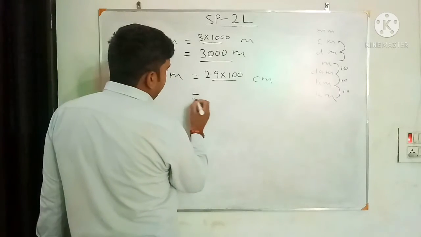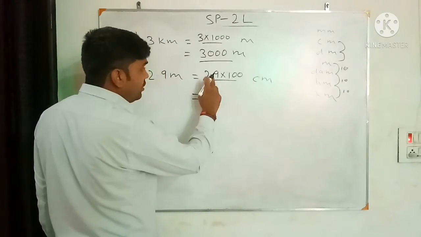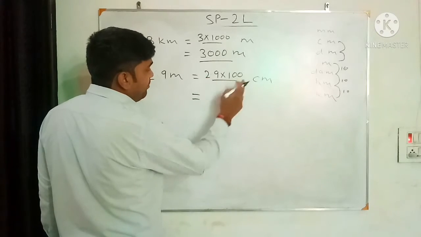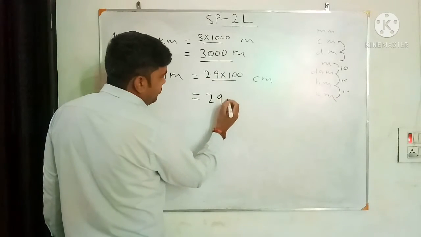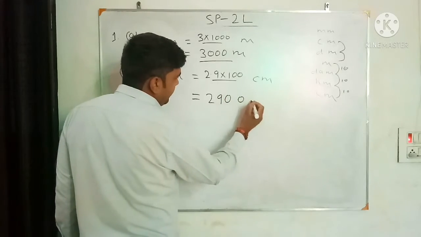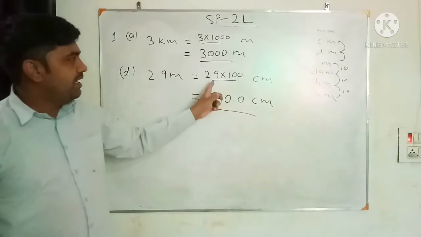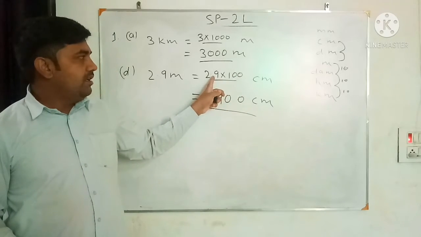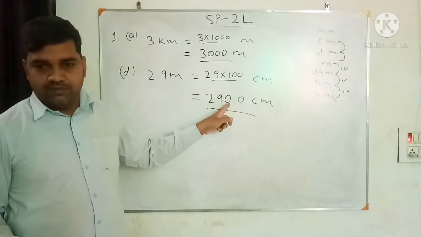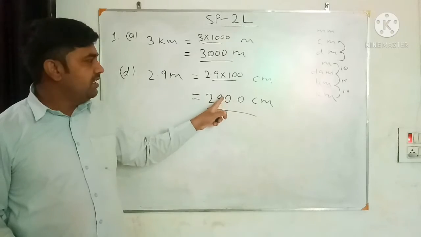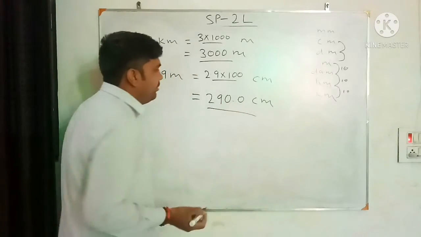Whenever you multiply any decimal number by 100, the decimal shifts 2 places right. So 2.9, decimal shifts 2 places right. Here there is only 1 digit, so we have to add 1 zero. So it will become 290.0 centimeter. See, I have shifted the decimal 2 places right. To the right of the decimal there is only 1 digit, 9, so I add 1 zero more. Now there are 2 digits after the decimal, so I shifted the decimal after 2 digits. 290.0 centimeter.